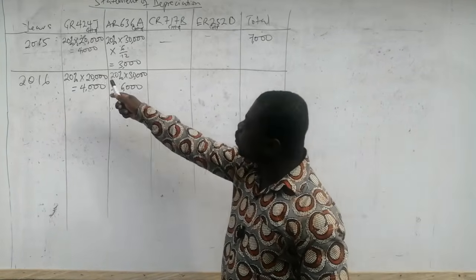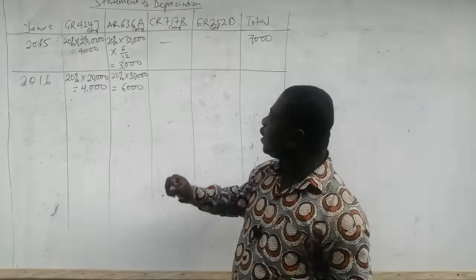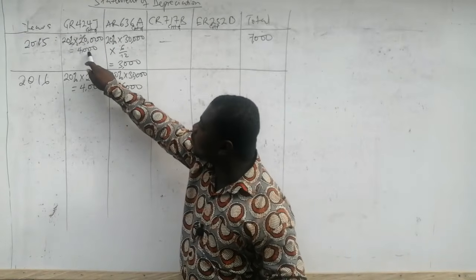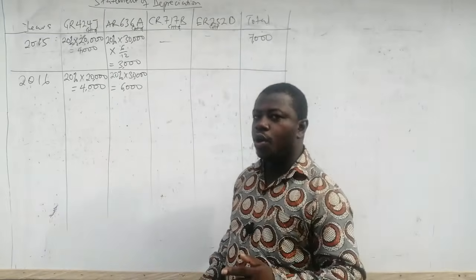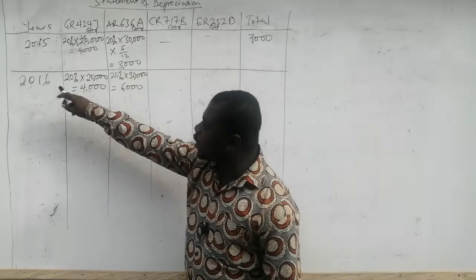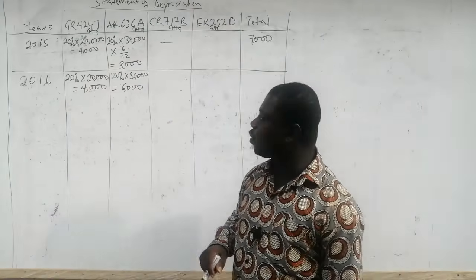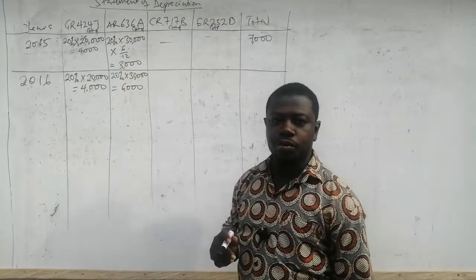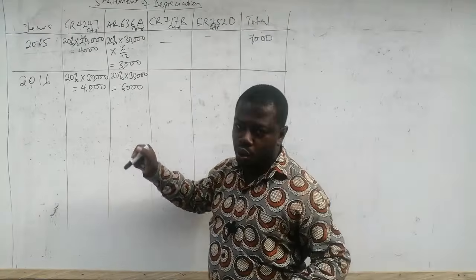That is why I am using the cost in both years. Now if it was the reducing balance method, we would have subtracted last year's depreciation of 4,000 from the 20,000 to get a net book value of 16,000, and that means that in 2016 this 20% would have been applied on 16,000, which is when you take out the accumulated depreciation. And because it is a straight line method, we are going to use the cost throughout.